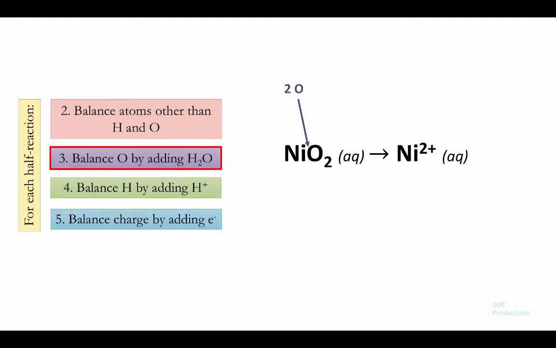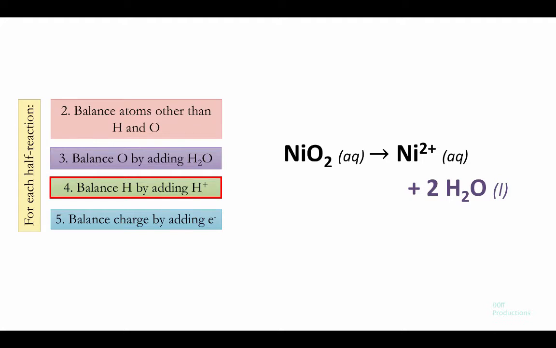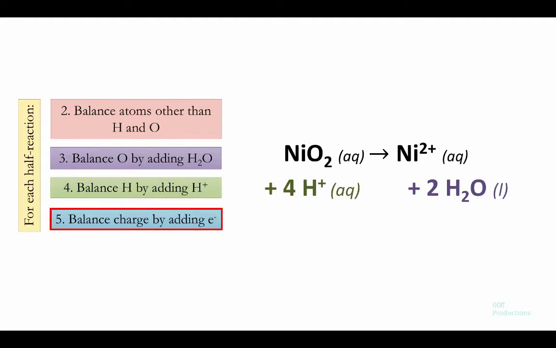We have 2 oxygens on this side and none on this. So we're going to add 2 waters. That will give us 2 oxygens on the product side as well. Then we're going to balance the hydrogens by adding H+. Well, let's see, we've got no hydrogens on this side, but we have 4 hydrogens on this side, 2 from each of the waters. So we need to balance that by adding 4 H pluses on the reactant side. Now we're going to balance the charge by adding electrons. Let's look at our charge math.